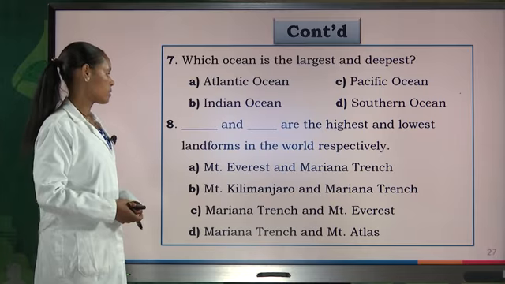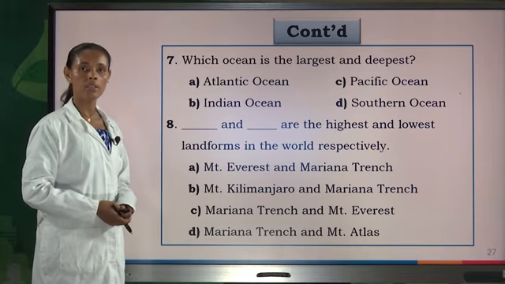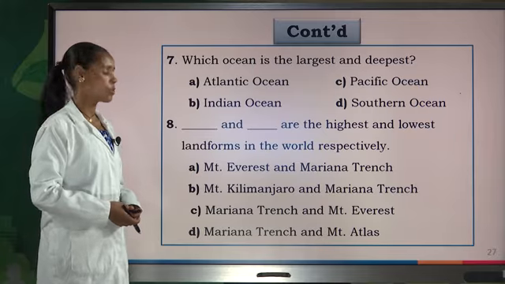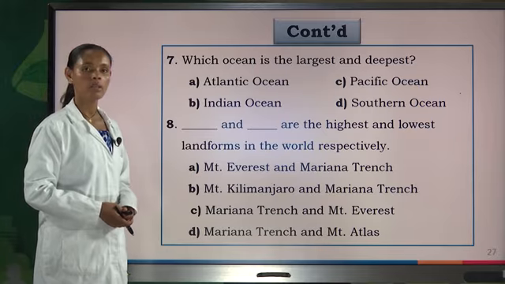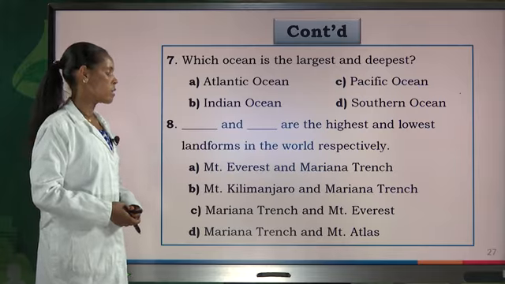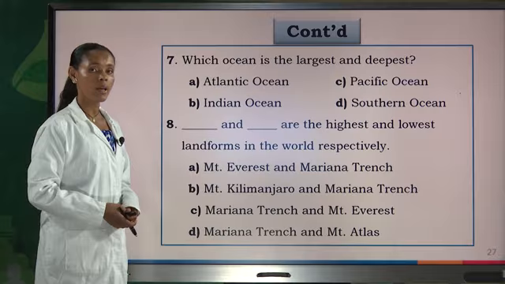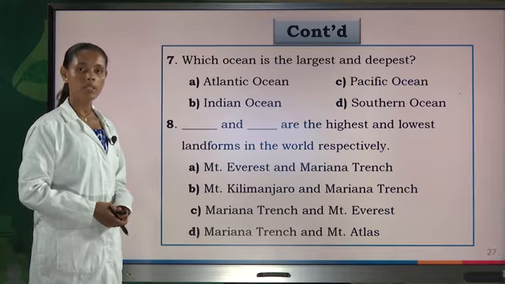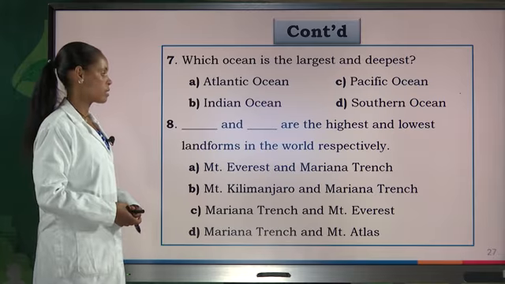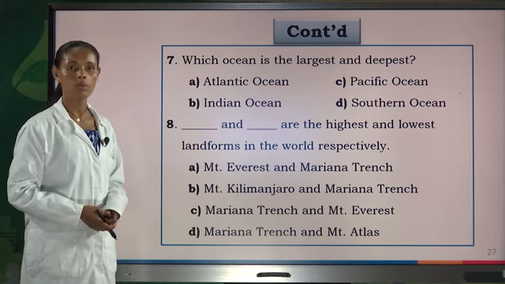Question number 8. Dash and dash are the highest and lowest landforms in the world, respectively. A. Mount Everest and Mariana Trench, B. Mount Kilimanjaro and Mariana Trench, C. Mariana Trench and Mount Everest, D. Mariana Trench and Mount Atlas. Please write the answer within a given time.